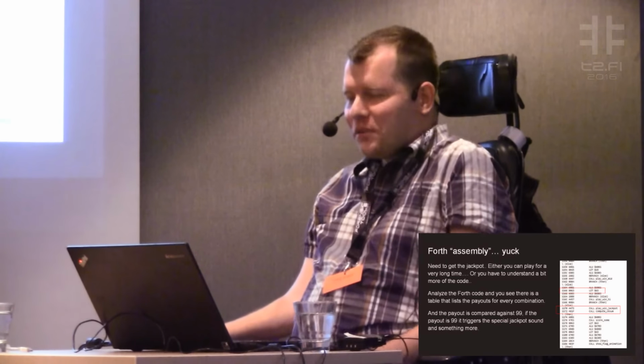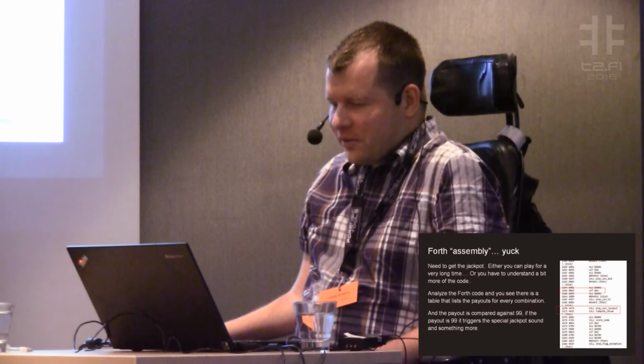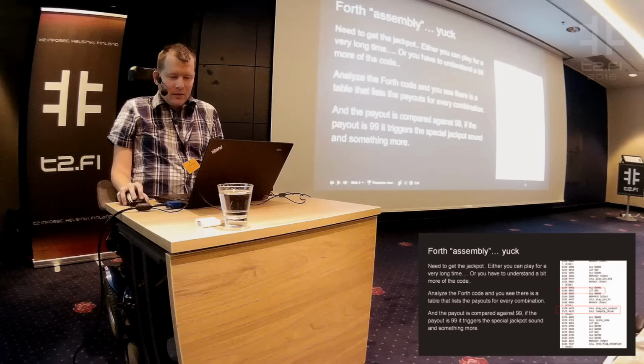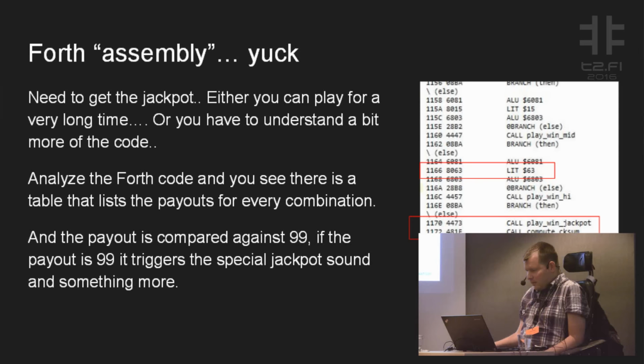Okay, so in order to win the jackpot, you have to start reversing the Forth code. On the right-hand side are some of the important things. These are with names. Normally you can't see the names of things, but it's actually comparing... There is a payout table, and it's reading out the value from the payout table and comparing to 99.